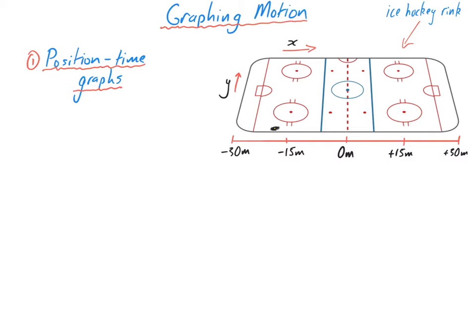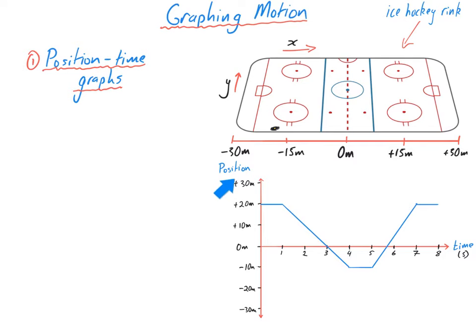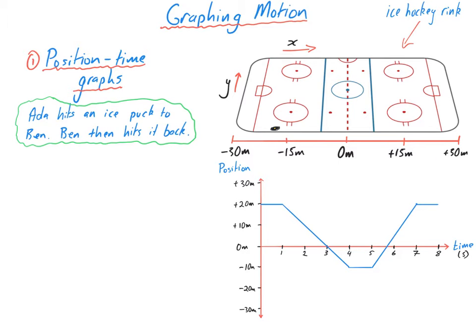Let's have a look at a possible position time graph. Here we see position on the y-axis and time on the x-axis, and we see the motion of the puck is described over an interval of 8 seconds. The position time graph I've shown you here describes this scenario where Ada hits an ice puck to Ben, and then Ben hits the ice puck back.